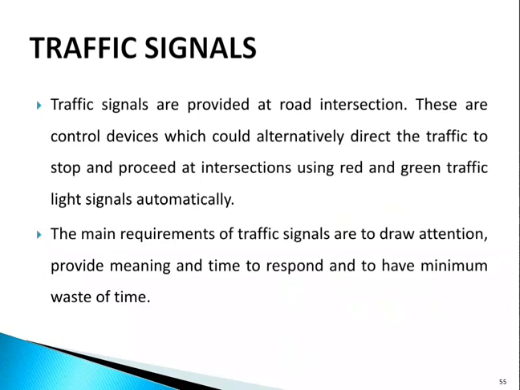Now let us move on to our next topic, which is traffic signals. Traffic signals are provided at road intersection. These are control devices which could alternatively direct the traffic to stop and proceed at intersection using red and green traffic light signals automatically. The main requirements of traffic signals are to draw attention, provide meaning and time to respond, and to have minimum waste of time.